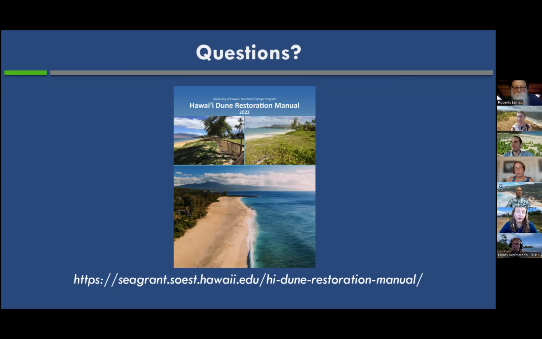And we've learned through experience over the years, developing plans like the Papahaku plan and doing projects like some of the ones you saw, and all of that knowledge and experience went into the dune manual, and of course we'll continue learning as we go. So definitely complementary materials there. Thank you.